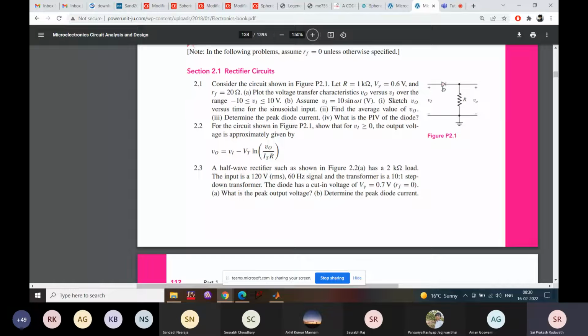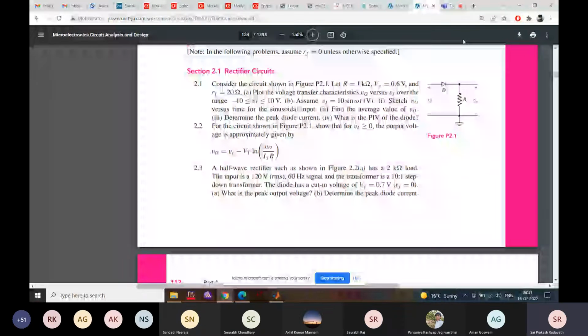In forward bias condition, the diode has an internal resistance of 20 ohms and cutoff voltage of 0.6. You can use nodal analysis to find the output at resistor R. So V out is equal to R by R plus RF into V in, V1 minus 0.6, right?